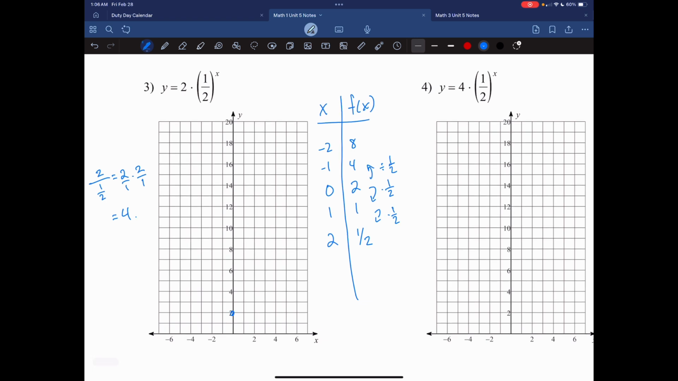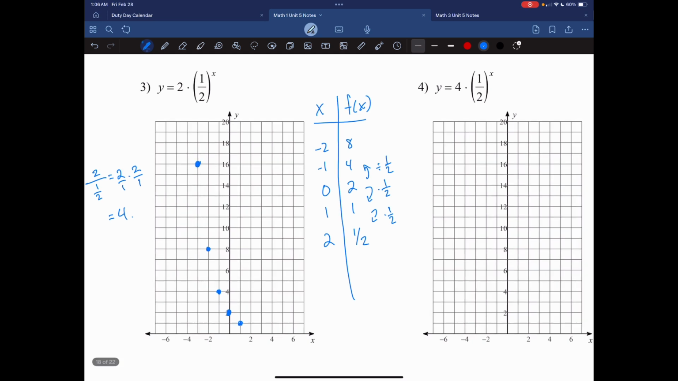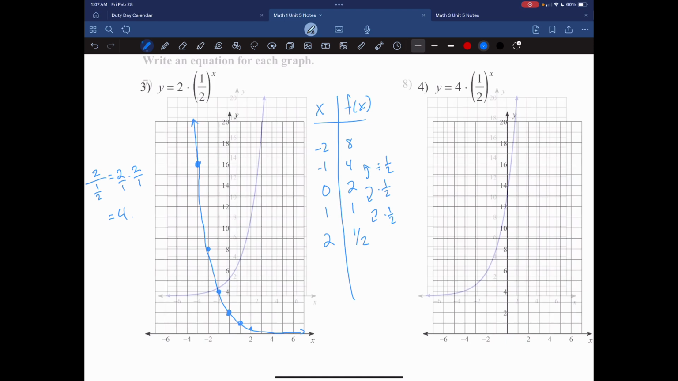We have 0, 2, 1, 1, -1, 4, -2, 8. We can do more than this, right? So the next number would be -16. You can just see it from the graph, and go ahead and sketch our graph now. So there is your decay problem.